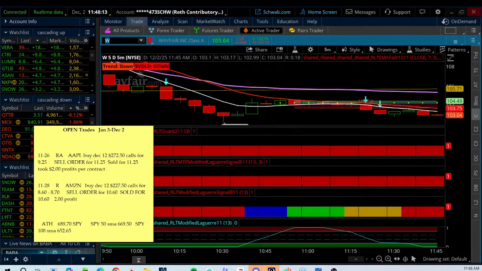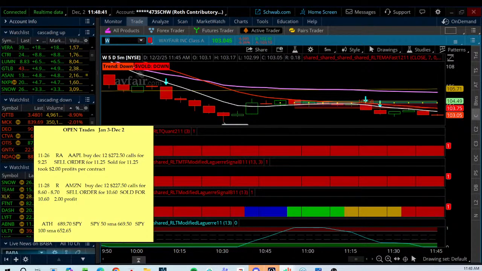Thoughts on CPB for a short? Yeah, Campbell's. The consumer defensive stocks are not trading well at all. Procter and Gamble's down today. CPB is a good short as well, but let's take a look where some high volume support levels are on it.